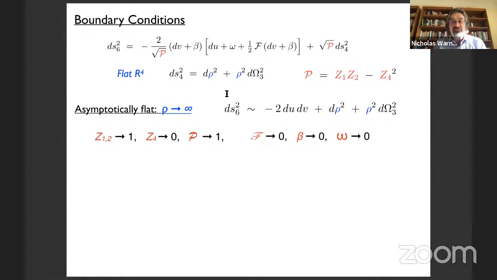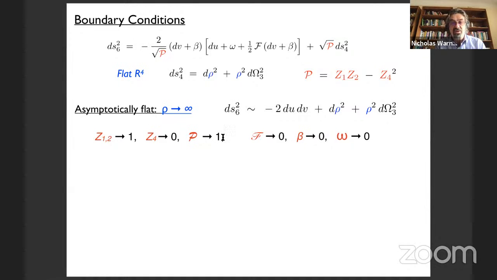And then when you go to very, very large distance, if you want it to be asymptotically flat, you want to have this metric asymptotically. And basically it means that almost all of this structure here is going to vanish. But the interesting thing that's going to happen is that this function P, the warp factor, should go to 1. And then you get this minus 2 du dv. And then everything else is going to drop away. And P goes to 1, so this stays flat. So you get exactly this thing.